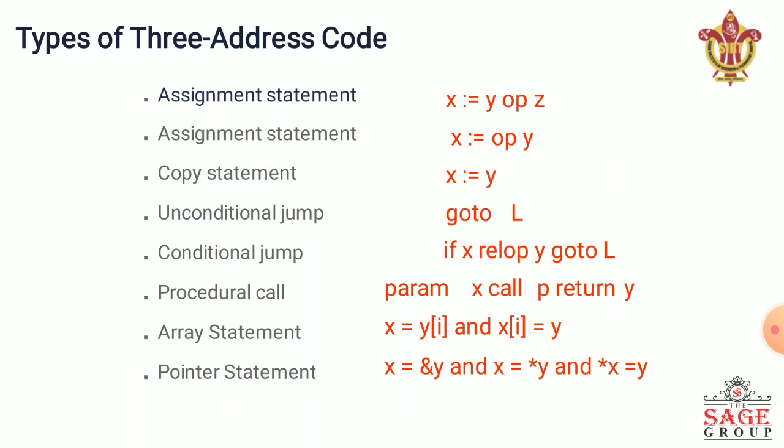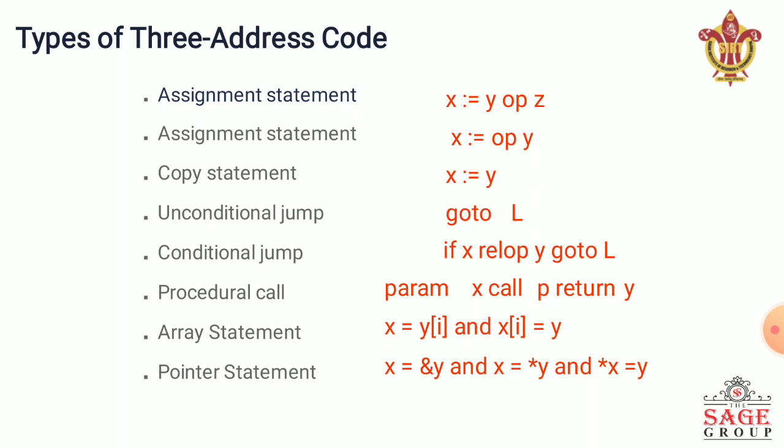Now we have various types of three address codes. First one is the assignment statement, in which two operands are connected by a binary operator, and this result is stored in a variable x. Another assignment form is where the operator is a unary operator. Another one is the copy statement, in which the value of one variable is assigned to another variable.